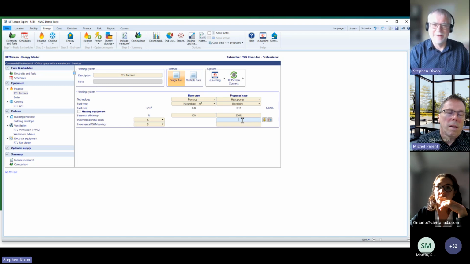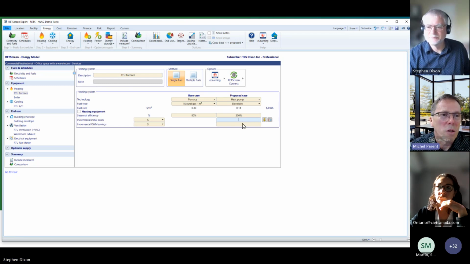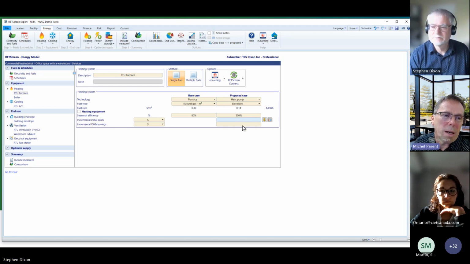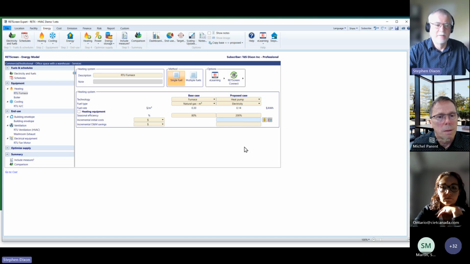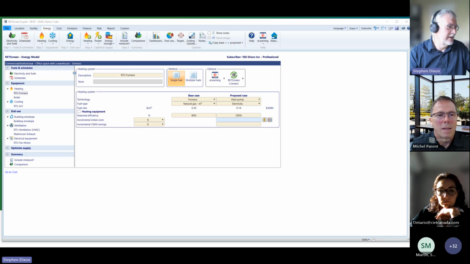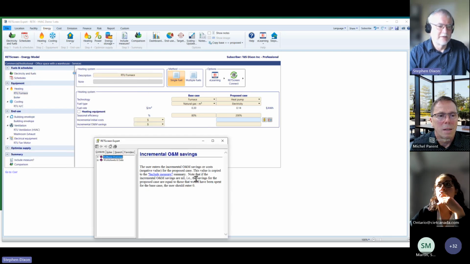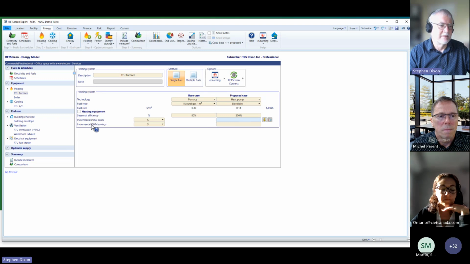Those aren't correct values. And if you think your heat pump's going to cost you more in maintenance, then you put an incremental O&M cost. That's right. And it would be negative if you think it's more, and positive if you think it's a saving. Yeah, that's right. The O&M. And just be careful of the signs if you're worried about this. So incremental O&M savings here: savings are positive, costs are negative in this cell. Sometimes it says incremental O&M costs, in which case savings would be negative and costs would be positive. But just make sure you look at the label on that cell.